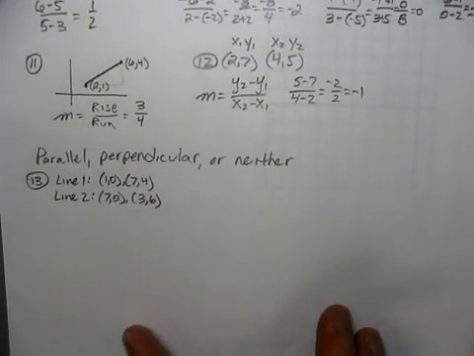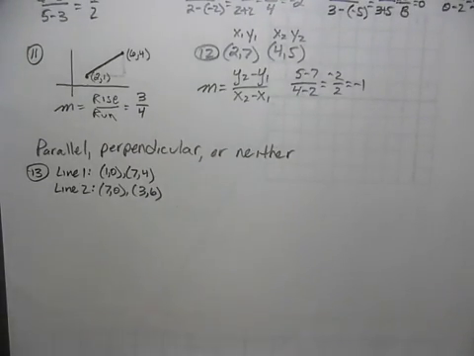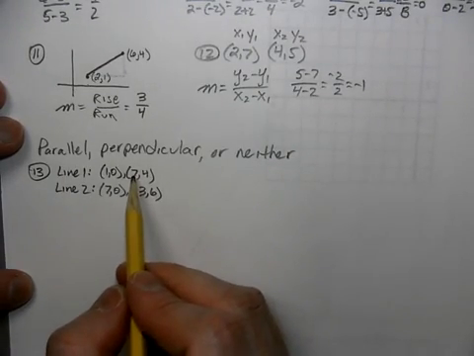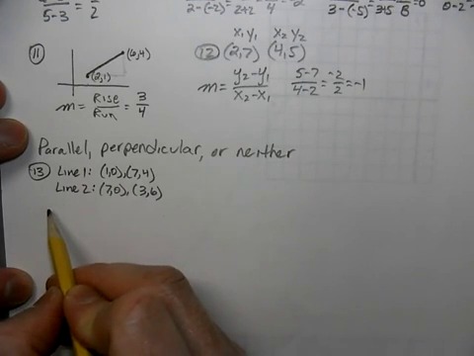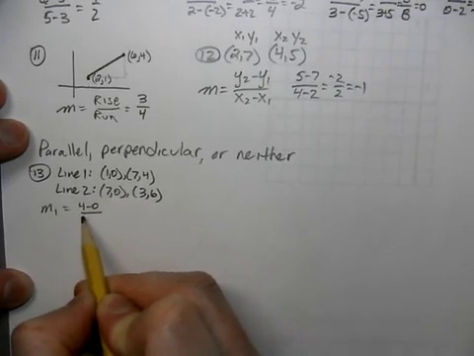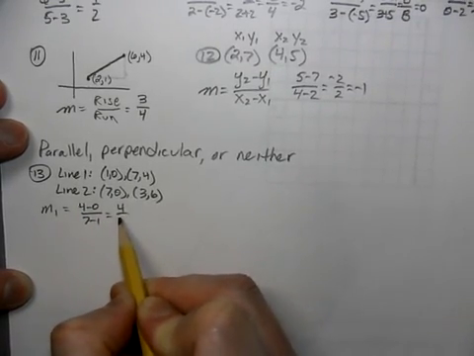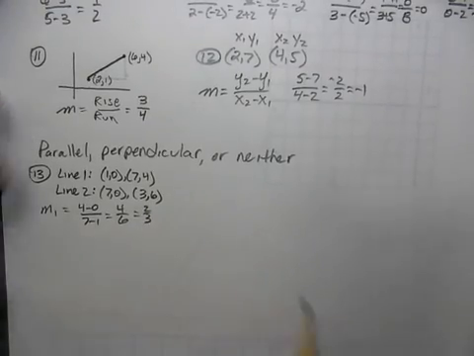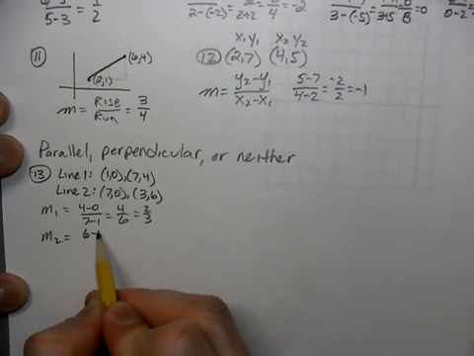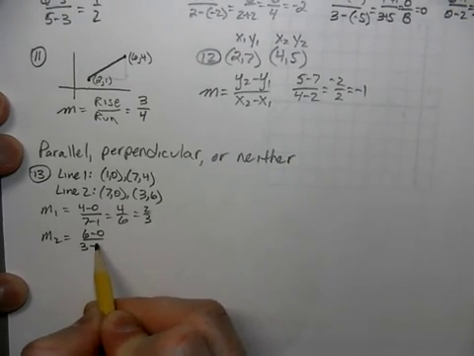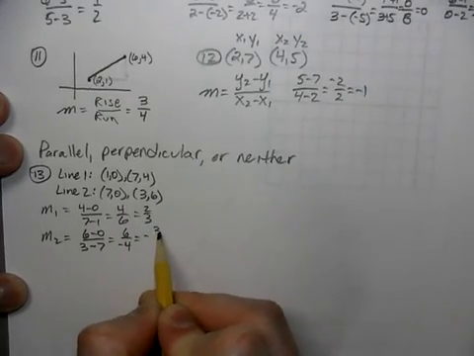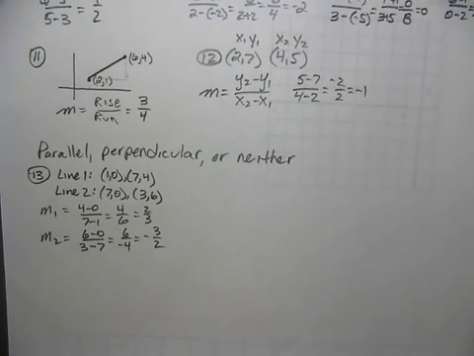For number 13, we're looking to see if it's parallel, perpendicular, or neither. We have line 1. We have some points for line 1. We're going to try to figure out its slope. So we're going to start out with slope number 1 to be 4 minus 0 and 7 minus 1. So that reduces down to 2/3. Slope number 2 is 6 minus 0 and 3 minus 7. So that gives us a -3/2.